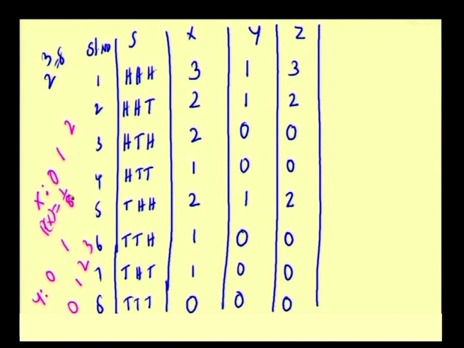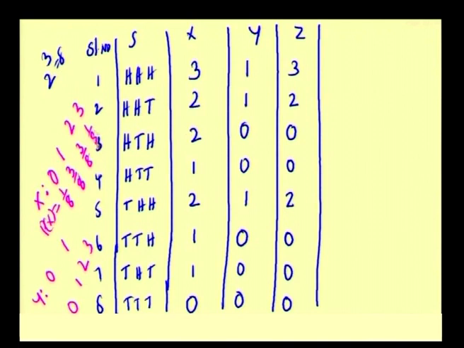How many ones are occurring here? 3 ones out of 8 possibilities. So here 3 by 8. And how many 2s? 3 by 8. X is also taking the value 3. And how many 3s are there? It is 1 by 8.